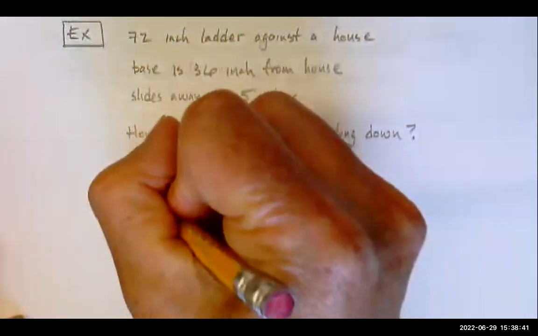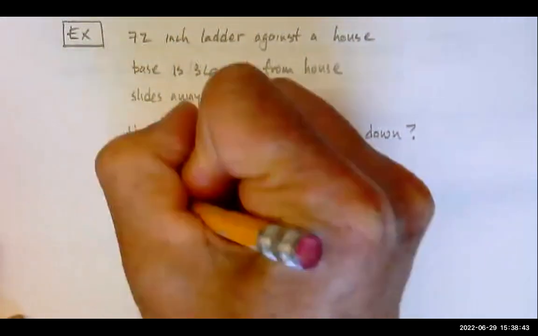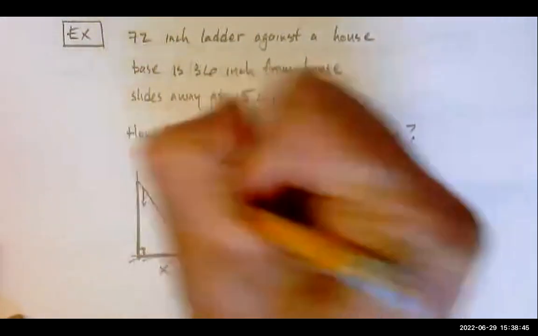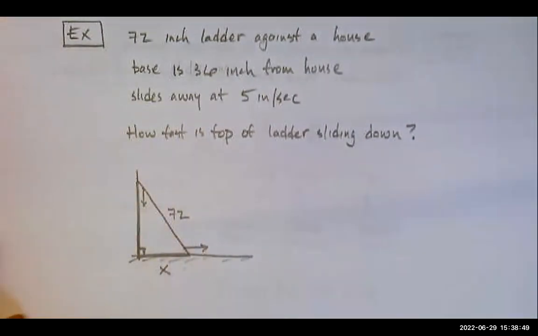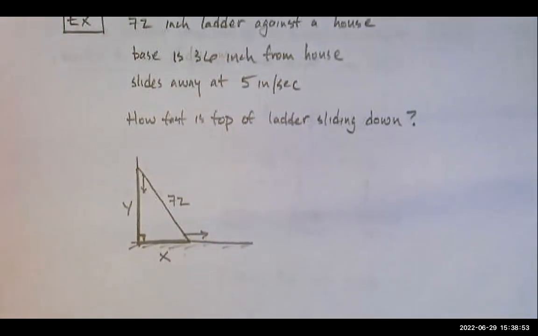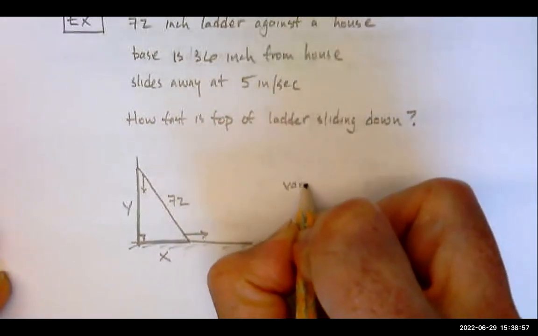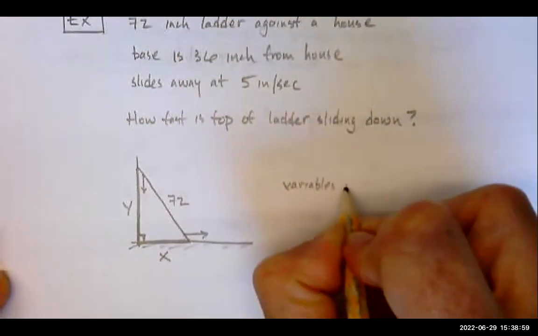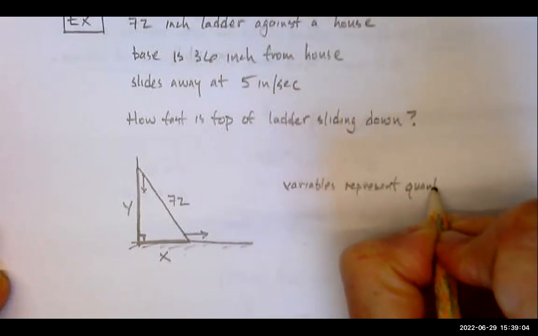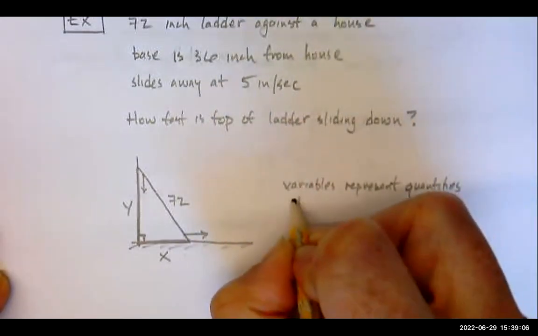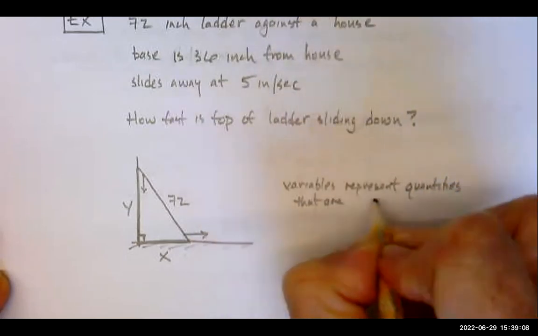At the same time, this distance along the wall to the very top of the ladder, that distance changes, right? Because the ladder starts to slide down. So we need to label that with a variable. Let's call it y. Let me make a note here. Variables represent quantities that are changing.